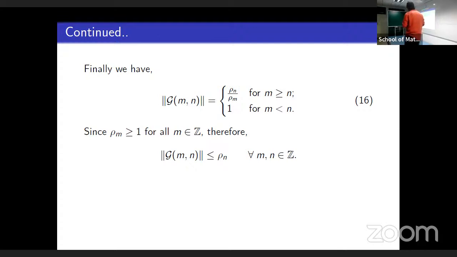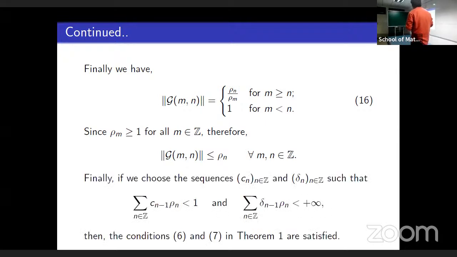One thing to note is we got rid of the indices n here. Therefore, if we choose our sequences Cn and delta n such that these two sums are satisfied, these two are the conditions from 6 and 7, then we can make sure that Theorem 1 can be applied in this setting as well.